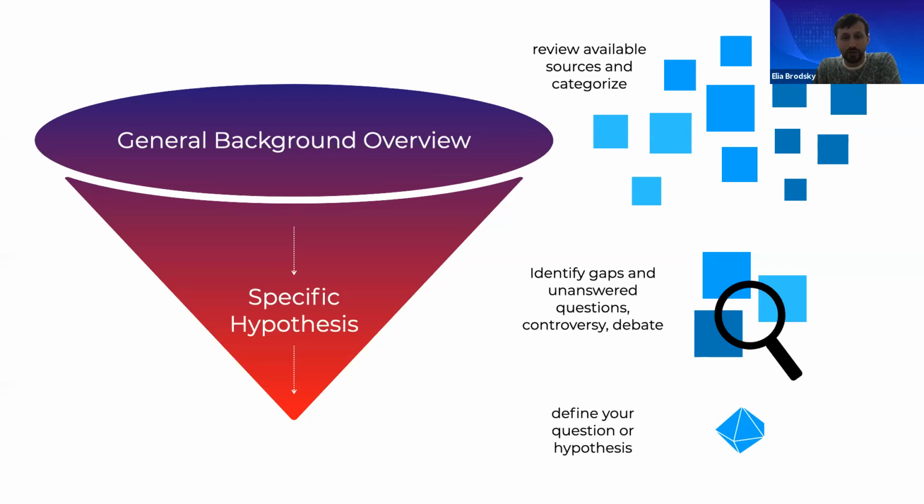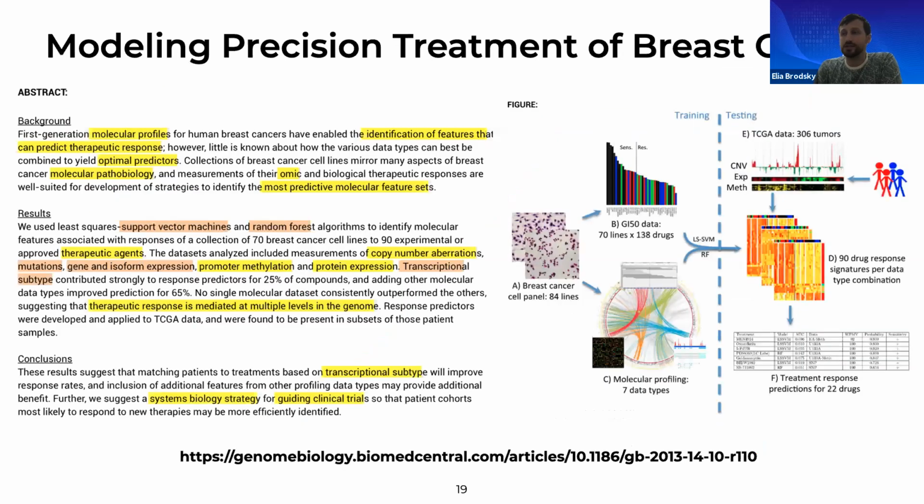When you define your question or hypothesis, it will combine two things. The first is, what is that general background? And two, what is your specific hypothesis? That's a good place to start writing your abstract. So let's take a look at an abstract of a paper and see what it tells us about why the people selected their project, what they intended to do, and what their conclusion was from this research article.